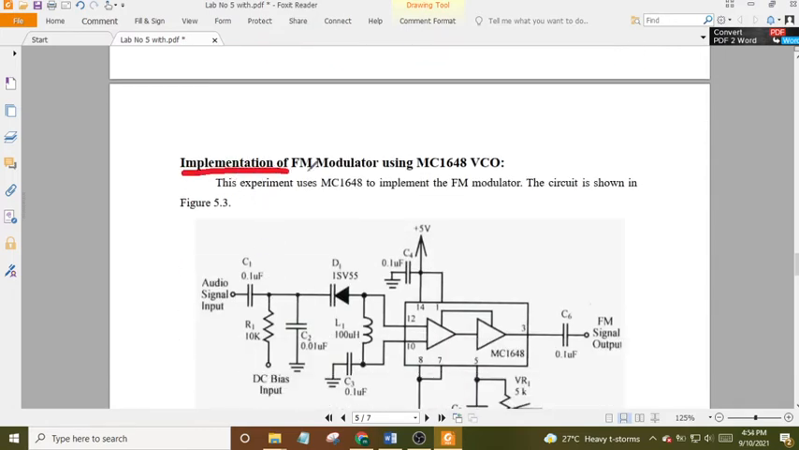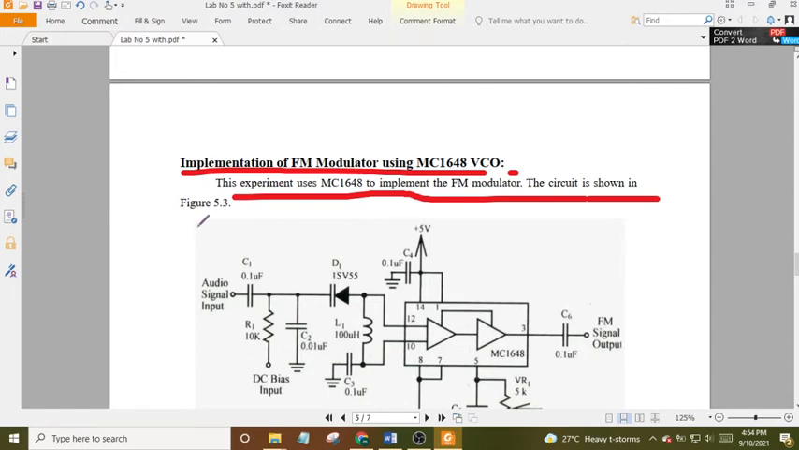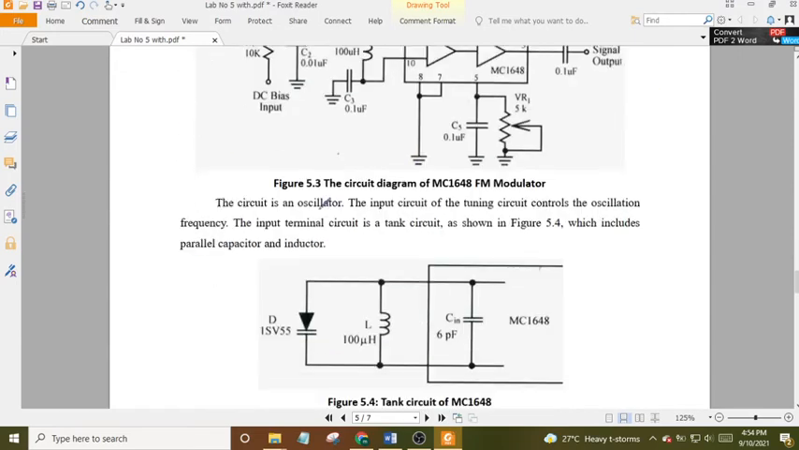Implementation of an FM modulator using the MC1648 VCO. This experiment uses the MC1648 to implement the FM modulator. The circuit is shown in figure 5.3. Figure 5.3, the circuit diagram of the MC1648 FM modulator.